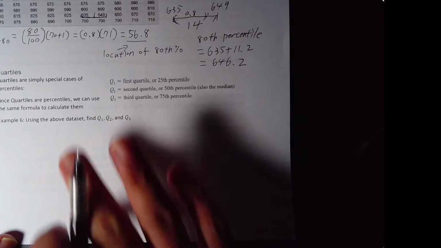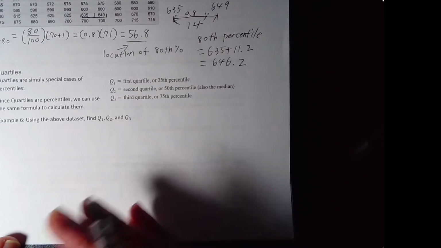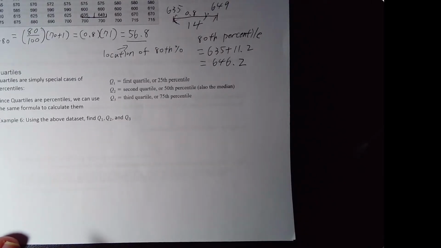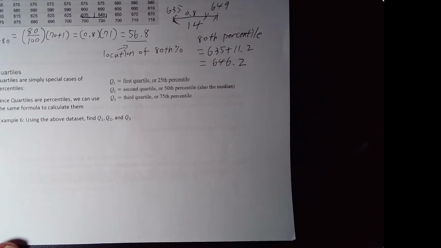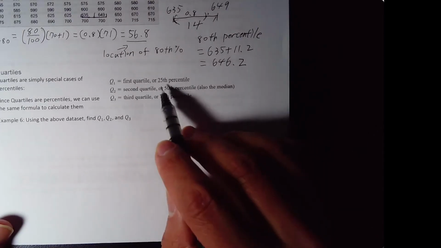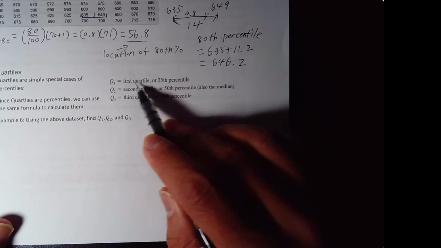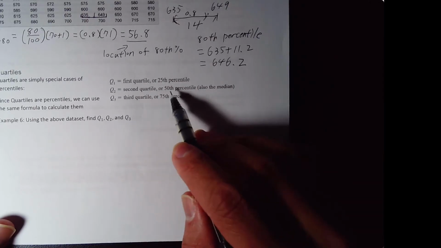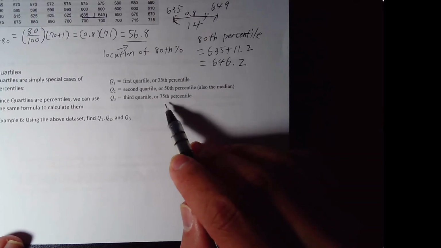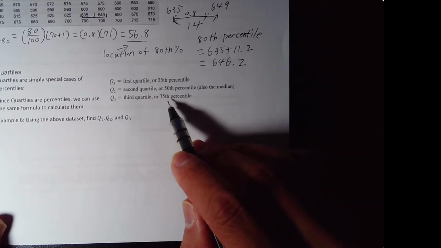Okay. All right. Now, quartiles. So quartiles are simply special cases of percentile. They're just percentiles that we use very often. So the quartiles are naturally: the first quartile is the 25th percentile, the second quartile is the 50th percentile, and the third quartile is the 75th percentile.